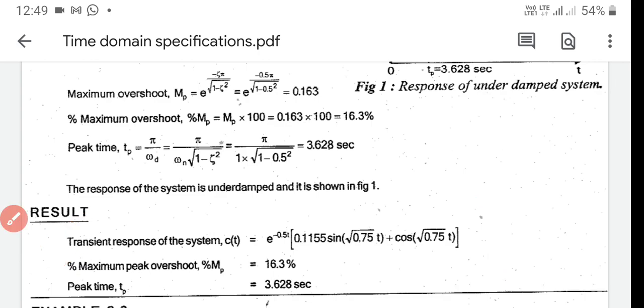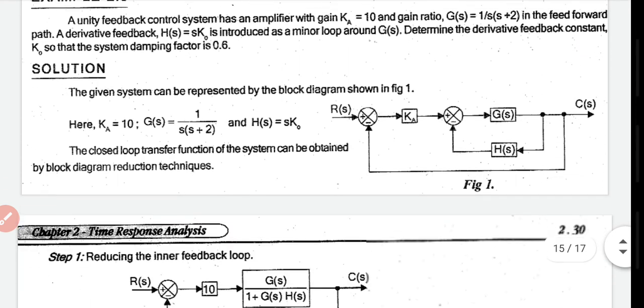Is it okay, all of you? So like this you have to calculate the values of the given second order system, the time domain specifications and the responses for the given systems. Is it okay, all of you?